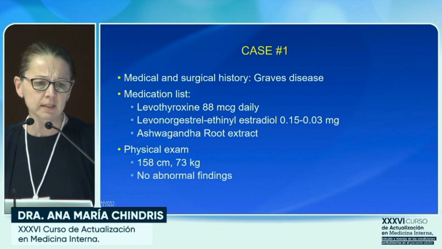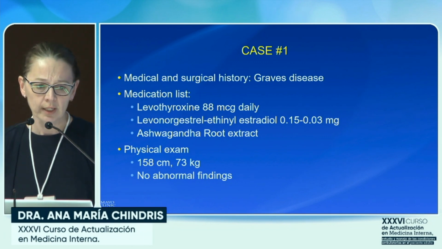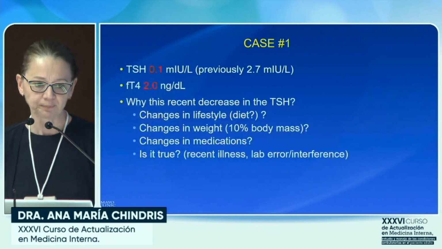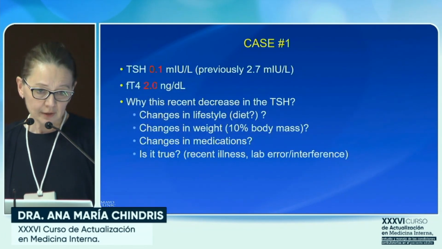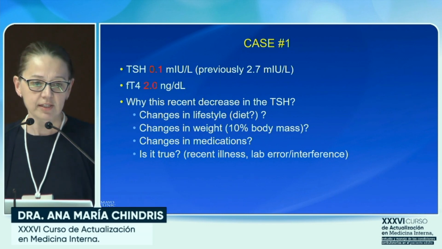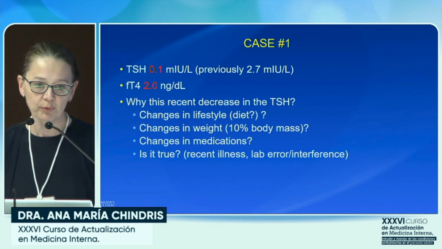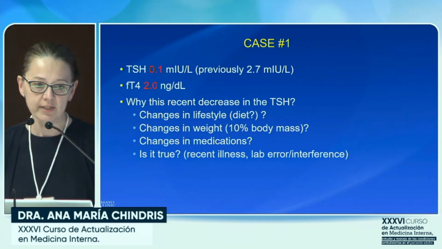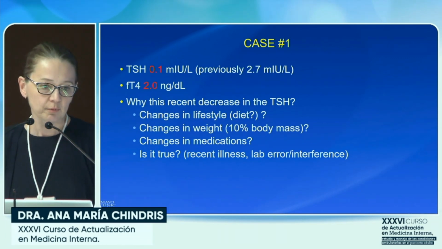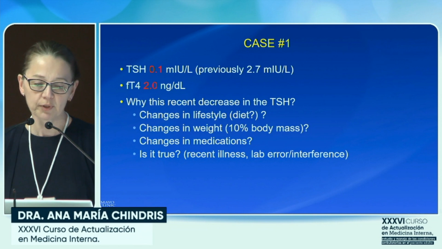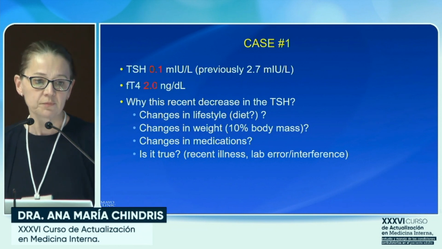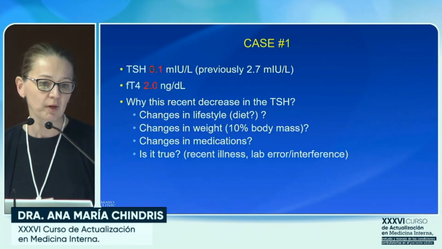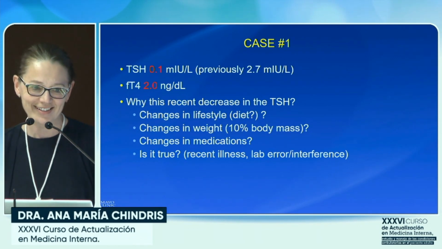Her physical exam was really unremarkable. Her weight was stable. When we got her laboratory testing back, her TSH was suppressed at 0.1, while previously it was mid-normal at 2.7. Her free T4 was also mildly above the range at 2.0, upper normal is 1.7. So the question came, why this recent decrease in her TSH?